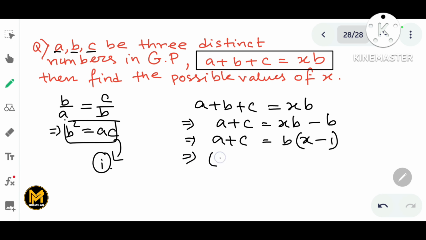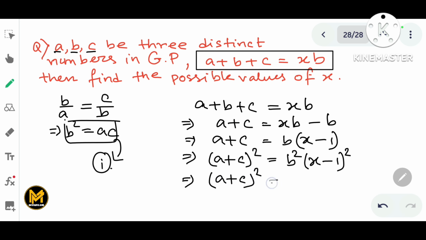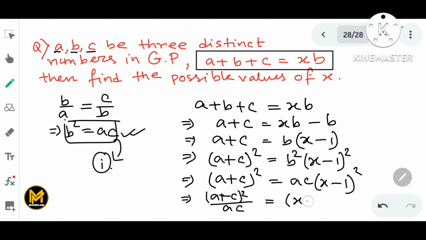c is equal to b taken common, we get b into (x minus 1). Now take the whole square on both sides, that is (a plus c) whole square equals b square into (x minus 1) whole square. Now we got b square equals ac, so we put ac here: (a plus c) whole square equals ac into (x minus 1) whole square, that is (a plus c) whole square divided by ac is equal to (x minus 1) whole square. Mention it as equation number 2.